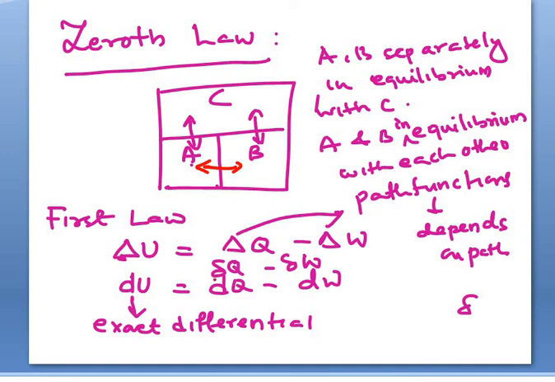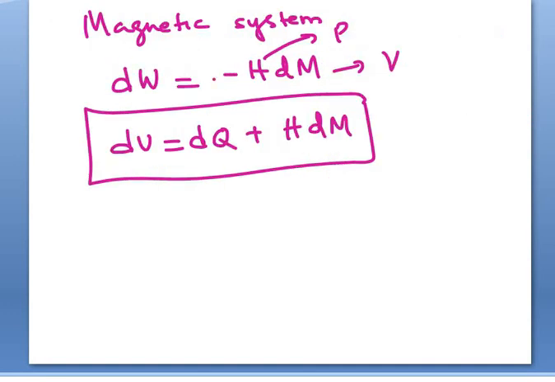So again, we will wind up by saying that for a magnetic system, we can write the first law of thermodynamics as dU is equal to dQ, and instead of PdV, we will write H dM, where H is the external magnetic field and M is the magnetization happening due to it.